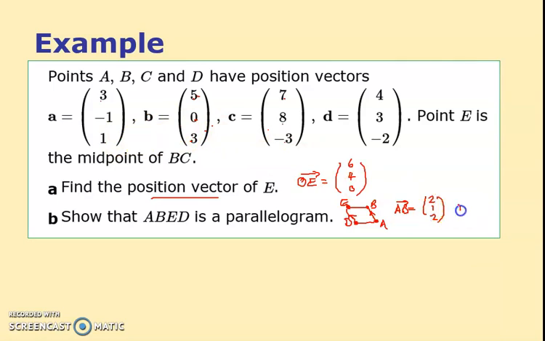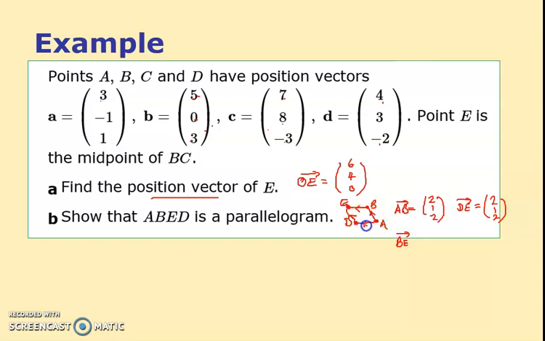And do the same thing, DE, that's E minus D, 6, 4. Have I done that the right way around? E take away D, yes I have. And that's 2, good, that's a good start, that's the right thing. 4 take away 3 is 1. 0 take away a minus 2 is 2, yeah. So they are parallel. And now let's do the same thing, we'll do BE.